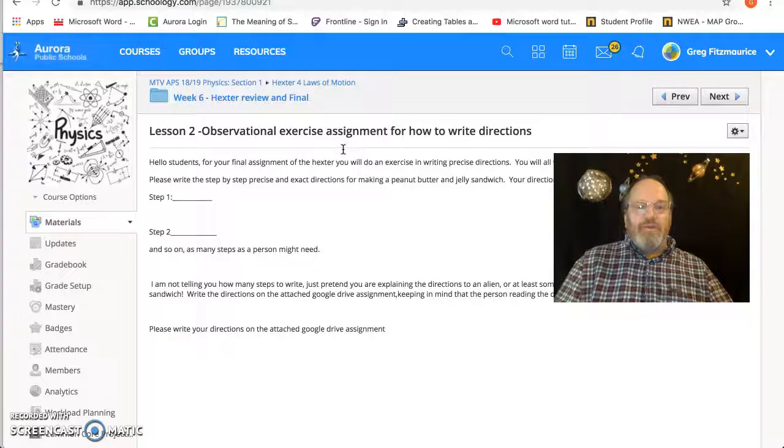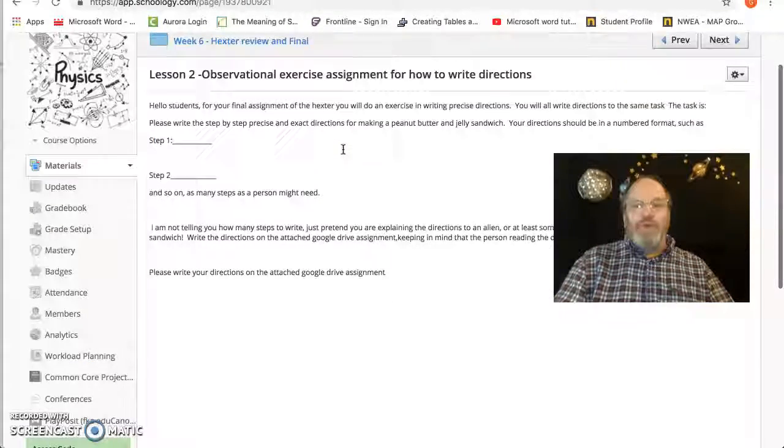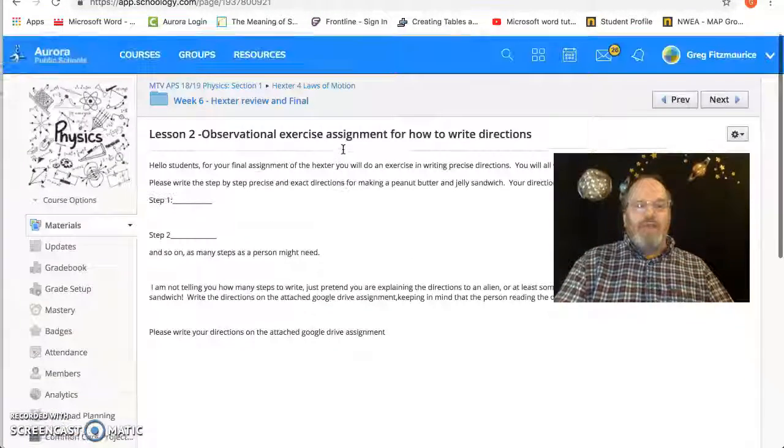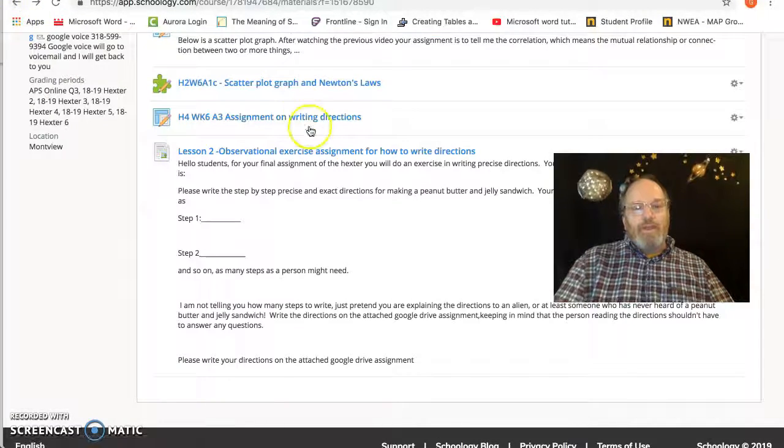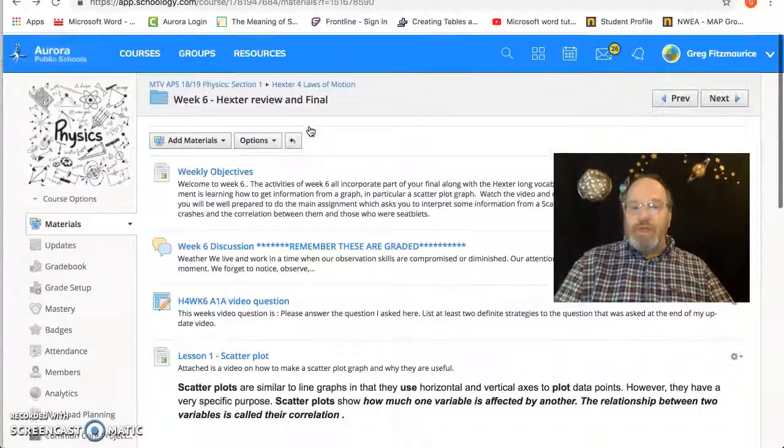What does this have to do with physics? It has more to do with having you learn how to write precise directions when it comes to science. So science is all about, when you're doing experiments, being very careful, following the directions step by step. So I'm looking forward to some really good answers on this assignment. And then that is it for this week.